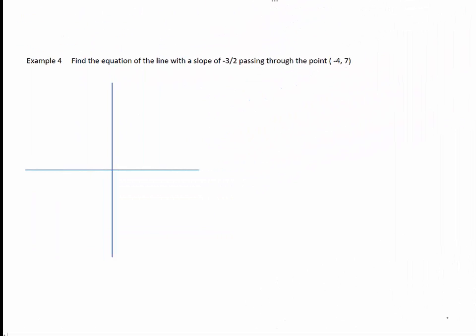Here is a slightly more complicated set of circumstances. The equation of a line with the slope of negative 3 over 2 passing through the point negative 4, 7. Well, negative 4, 7, negative 4 on the x, fairly positive y, is somewhere about here. And a slope of negative 3 over 2 means it's going down faster than it's going across. So it's perhaps something like this. So x1, y1 is minus 4, 7, and m is the slope, minus 3 over 2.